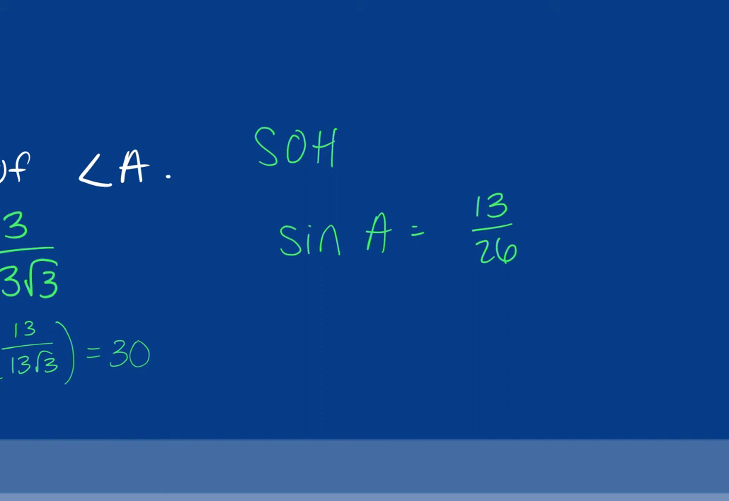How do I find A? I just say A equals the sine inverse of 13 over 26. Let's go back to our calculators. I want you to plug in the sine inverse of 13 divided by 26. Close your parentheses and press enter. What do we get for A? If you got 30, you did it right, okay?